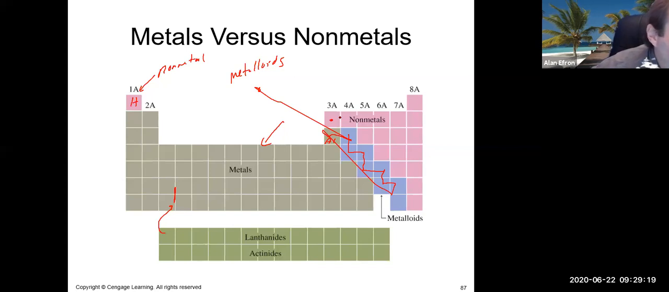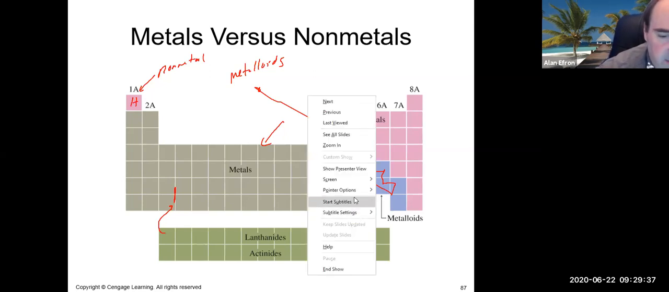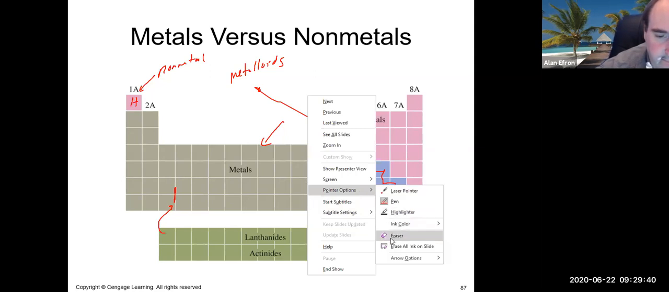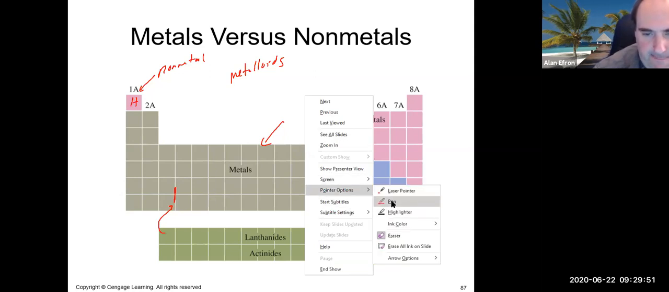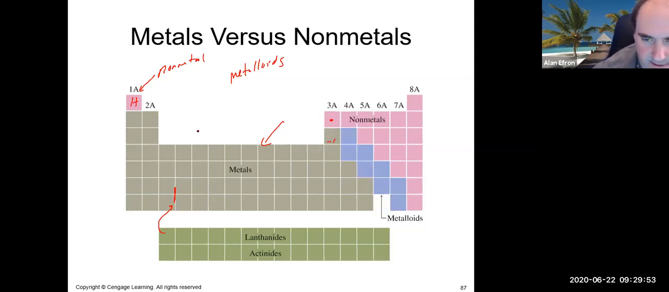But the metalloids, again, are sometimes referred to as semi-metals. And they have properties that fall both as metals and nonmetals, so they have very similar properties. So as we talked about before, you need to know where metals are, where nonmetals are, and where the metalloids are as well. So again, our metalloids here.